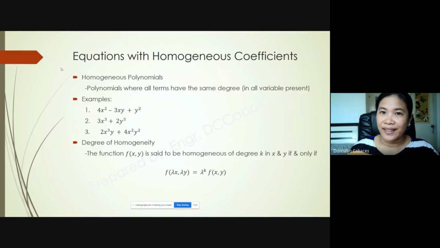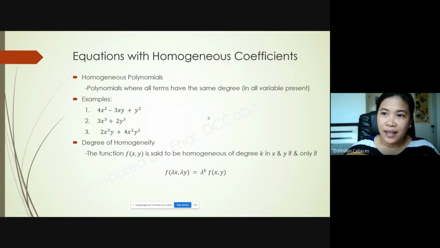Good day, everyone. For today, I will be discussing with you equations with homogeneous coefficients. Solution of the first order ordinary differential equations which are found to be homogeneous DE.